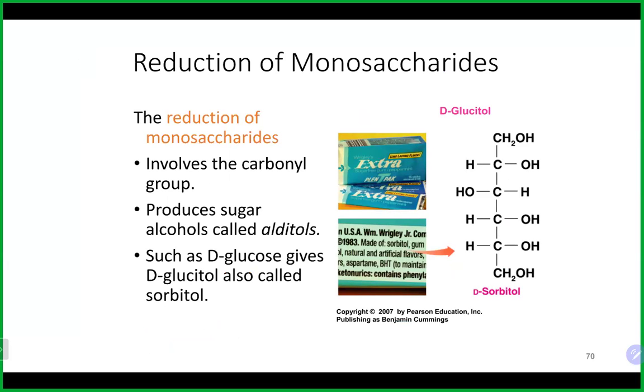Now, the reduction of monosaccharides involves really the carbonyl group. It does produce sugar alcohols, such as D-glucose will give us this sugar alcohol, again because it has those OH groups happening there.